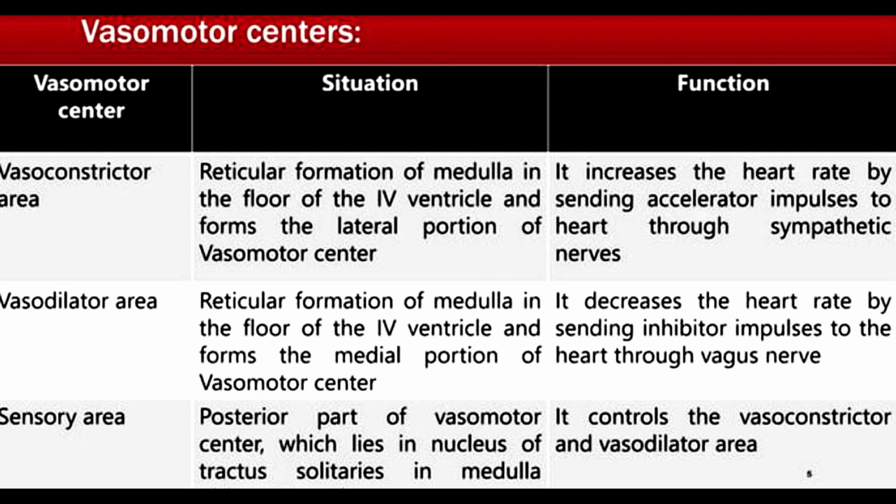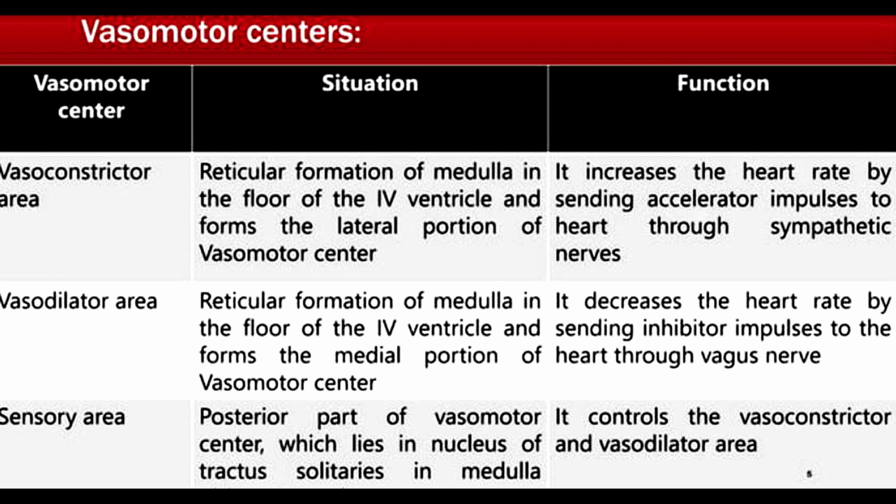The vasoconstrictor area is situated at the reticular formation of the medulla in the floor of the fourth ventricle, and it forms the lateral portion of the vasomotor center. What is the function of the vasoconstrictor area? It increases the heart rate by sending impulses to the heart through the sympathetic nerves. The vasodilator area is seen in the reticular formation of the medulla in the floor of the fourth ventricle and forms the medial portion of the vasomotor center. It decreases the heart rate by sending inhibitory impulses to the heart through the vagus nerve.